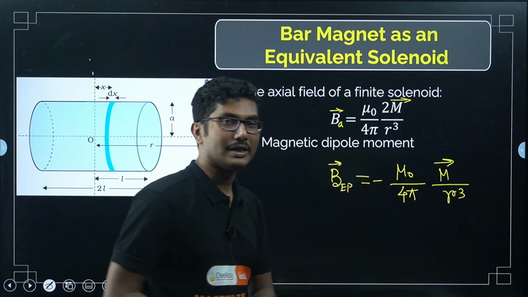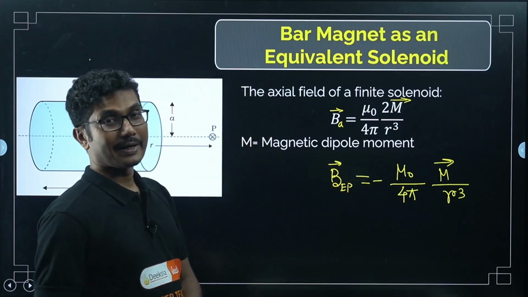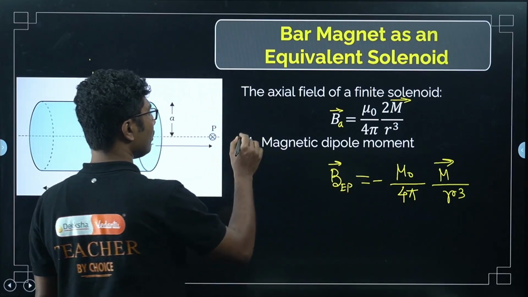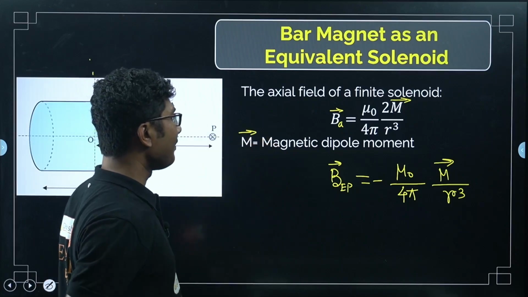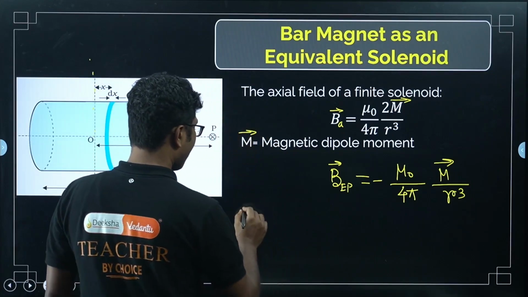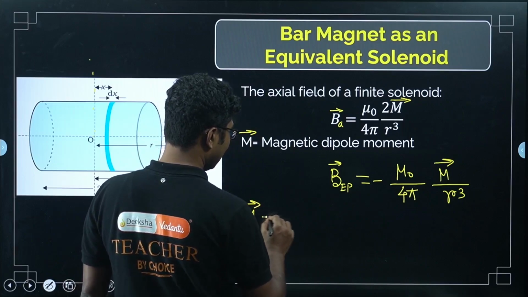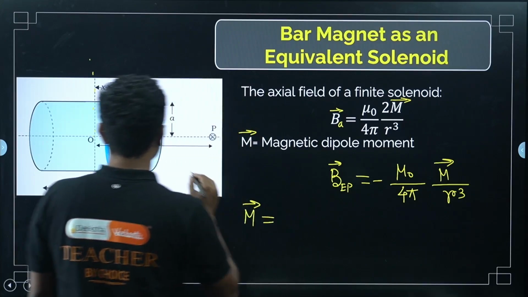What was the difference between electric field and magnetic field? We will compare that also. Here this term m is called the magnetic dipole moment, and the magnetic dipole moment is basically the pole strength of a single magnet.